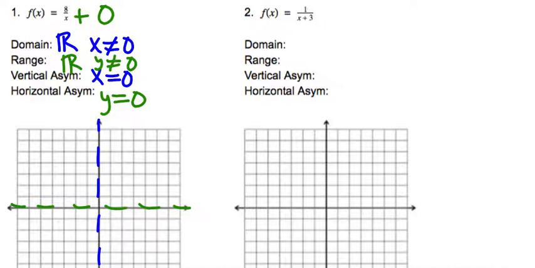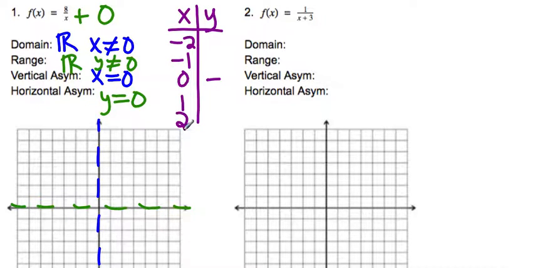Now, we still want to plug in some values, but we have a general idea of what this is going to look like already, so we don't have to plug in that many. You want to plug in numbers on either side of your vertical asymptote. So our vertical asymptote is 0. We know that that's undefined. There's not anything there. But we want to plug in maybe 2 numbers on this side of it and 2 numbers on this side of it. That's all. So when we plug in -2, 8 divided by -2 is -4. Plug in -1, we get -8. Plug in 1 and we get 8. Plug in 2, we get 4.